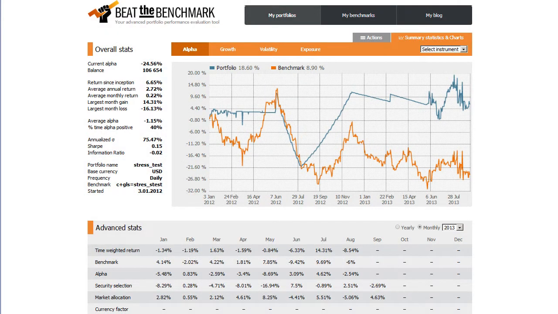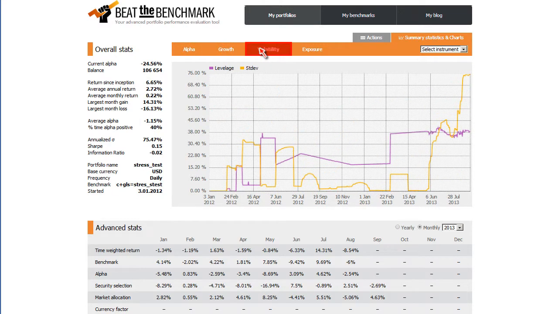Finally, you can select different charts to analyze your performance. The alpha chart shows the performance of your portfolio versus benchmark based on cash flow additions and withdrawals. The growth chart shows alpha versus your profit and loss. The volatility chart shows your leverage, which is aggregated notional exposure divided by your NLV.